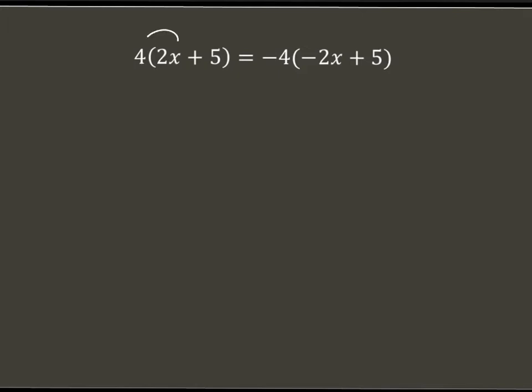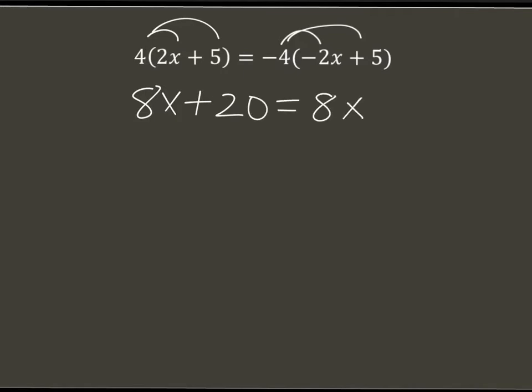All right, next one, distribute before anything else. Distribute on both sides. So on the left, 4 times 2x is 8x. 4 times 5 is 20. On the right, negative 4 times negative 2x is a positive 8x. Negative 4 and a positive 5 is a negative 20.